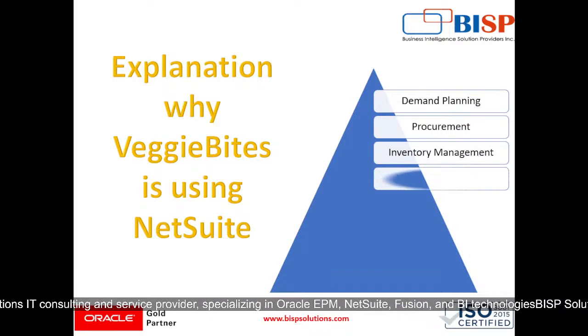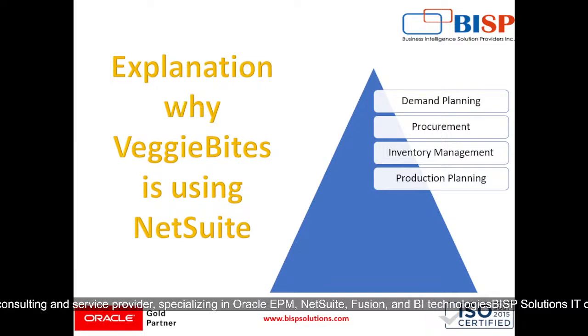Then comes our production planning, where it goes to making the products. Once Veggie Bites has all the ingredients, they need to schedule production so that everything gets made on time and without waste. So Netsuite provided them a solution: Netsuite creates an optimized production plan based on demand and available raw materials. Also, it ensures that machines and workers are utilized efficiently.